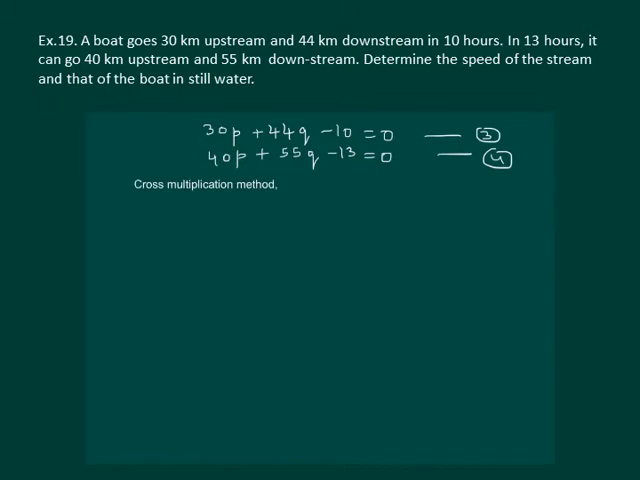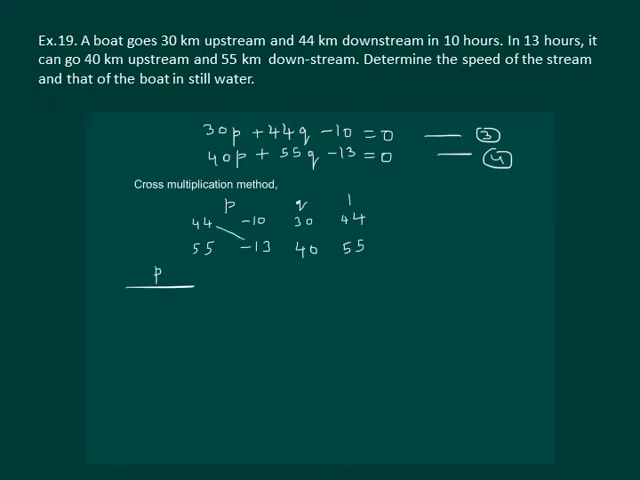We first make the diagram. We have p, under which the coefficients will be 44, 55, minus 10, minus 13. Q will have minus 10, minus 13 and 30, 40, and 1 will have 30, 40, which is already there, and 44, 55.